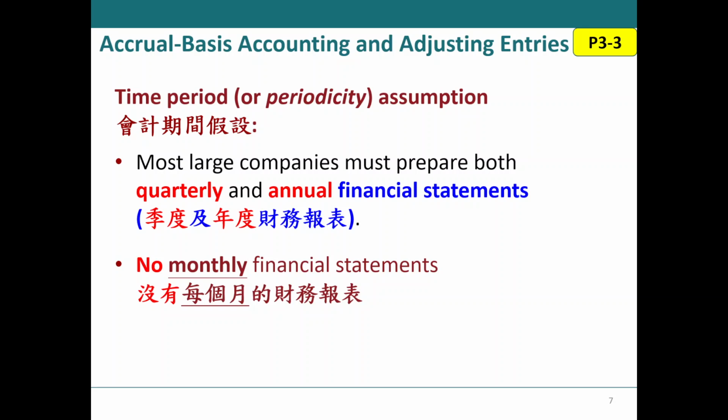Routine jobs. We can use the AI. So what's your value? Your value is not on routine jobs. Your value is on logical thinking. Okay? So don't worry about whether your job will be replaced by AI if your job is not routine jobs. Okay? So monthly so far we cannot because we still use people to do that. So quite hard. But in the future I believe we could do that. Maybe daily financial statements. Okay?